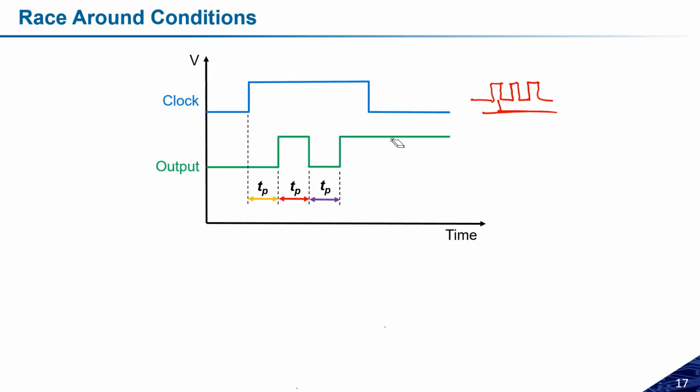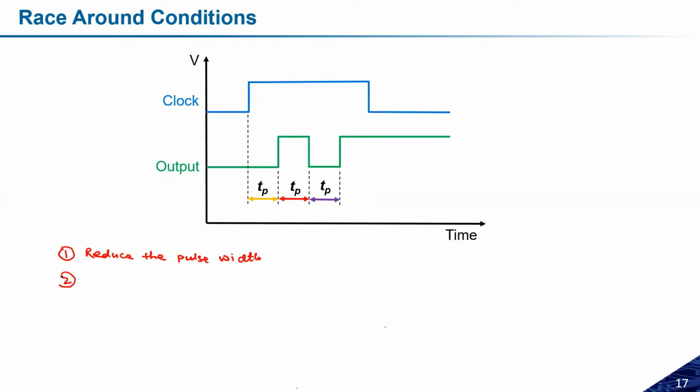So how do we avoid this? The first possibility is to reduce the pulse width.